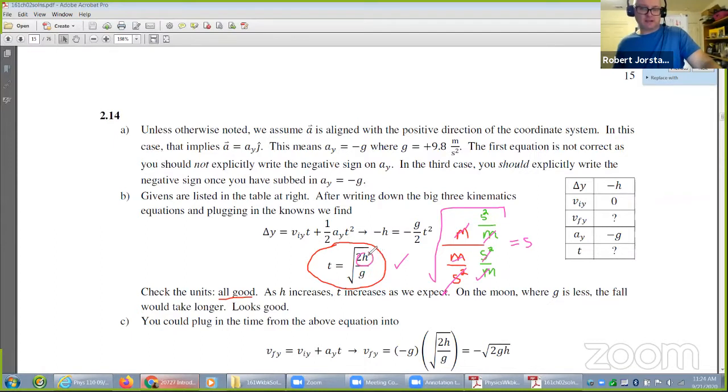And now think about this. If H becomes a bigger number, you're dropping it from a taller building. Shouldn't it take longer? T increases if you use a taller building. That seems reasonable. What if you go to the moon? G is a smaller number on the moon because it's a different astronomical body, right? Or Jupiter. So if you go to a different planet, G changes. If you go to the moon where there's less gravitational force, you get less gravitational acceleration. G becomes smaller, the time becomes longer. Those are the kinds of things that you could do if you solve problems algebraically to check your work. You can't do that if you plug in numbers right away.